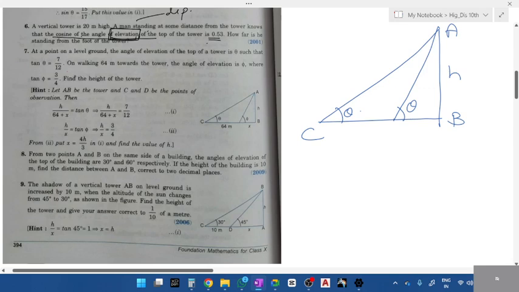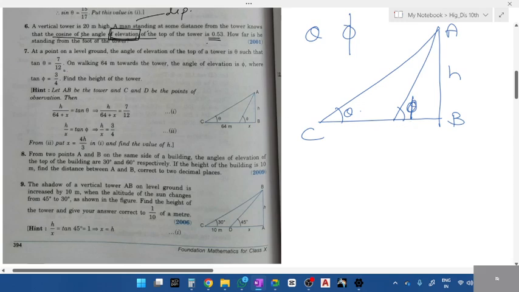Right. What is given? A point on level ground. Level ground is nothing but ground level, student. The horizontal line. Angle of elevation at top of tower. There are two angles of elevation. One is theta and the other one is phi. We call it phi. See, theta and phi. So there are two triangles.